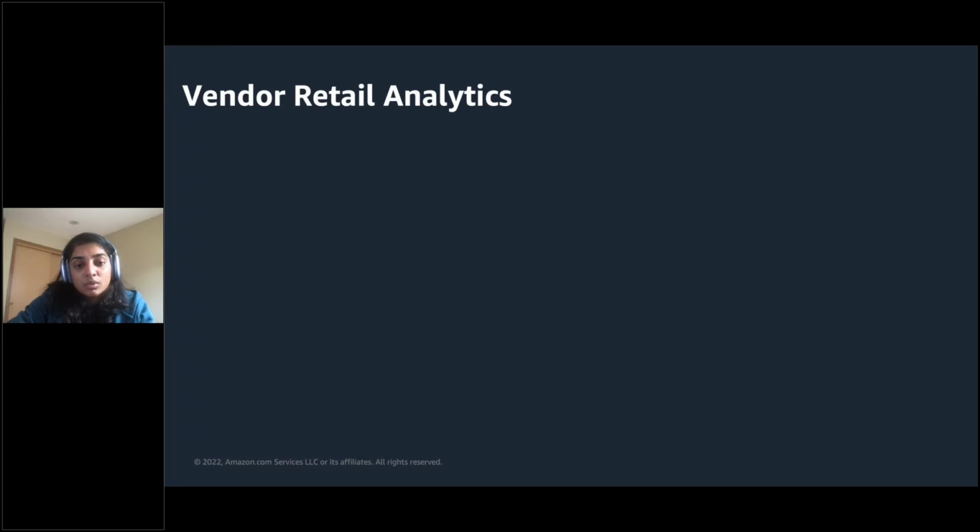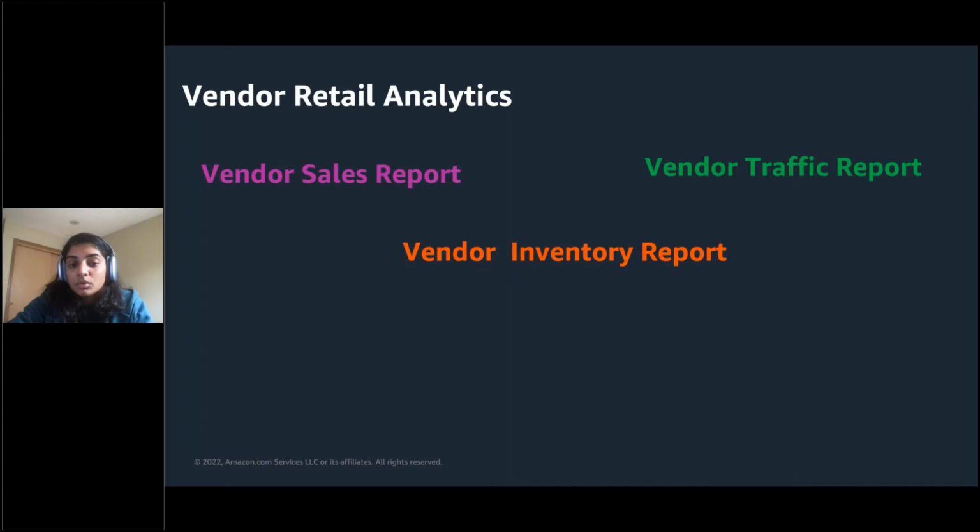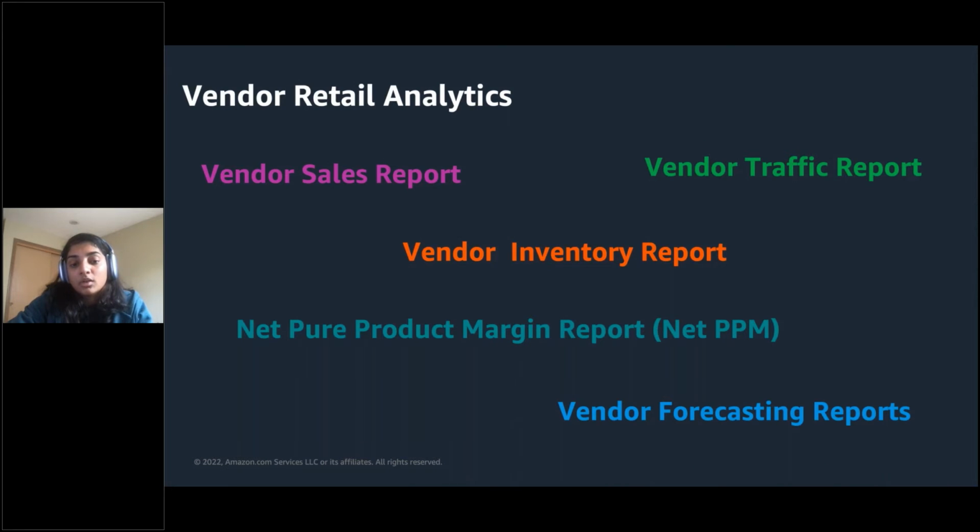First one being sales report that exposes core retail performance, traffic report that exposes key retail traffic metrics, and then we have an inventory report that provides vendor inventory health metrics such as net received inventory, open purchase order quantity, and sell-through rate. And then we have the famous net PPM report offering Amazon's net pure product margins for a vendor's inventory item. And then lastly, we have the forecasting report that offers 26 plus weeks of Amazon's consumer demand forecast data.